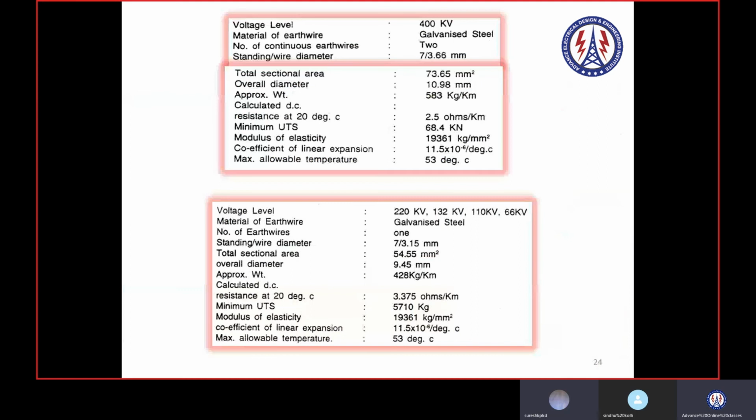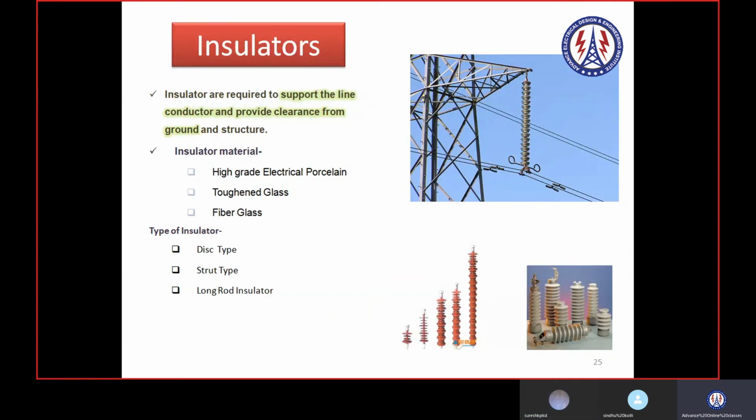Now, it is used in 132 to 400 kV transmission line systems. The third type of insulator is the polymer long rod insulator. Polymer long rod insulators we are basically not using in transmission line systems. Polymer long rod insulators we use in equipment.